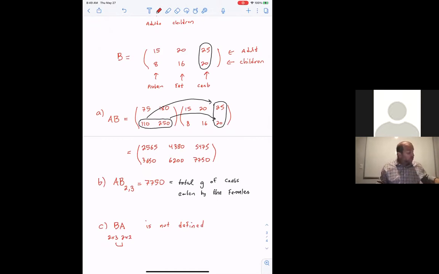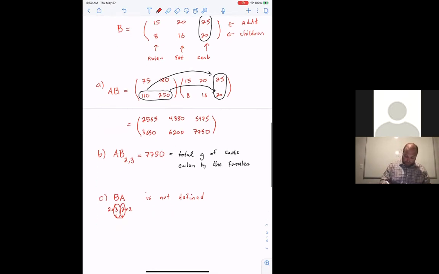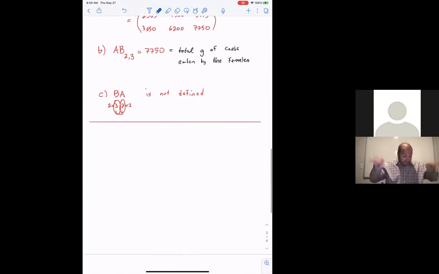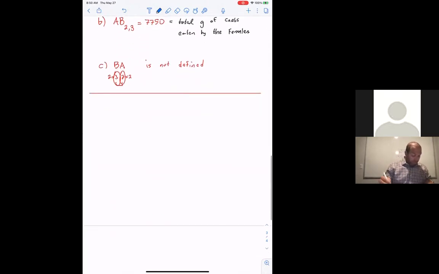Their book answer is BA is not possible since the number of columns in B is not equal to the number of rows of A. So 3 and 2, those are not equal. Bam, multiplication is not defined. So now that we've defined multiplication, let me go back a page in the book and give their boxed definition of how to multiply.